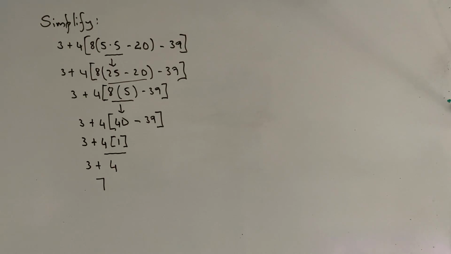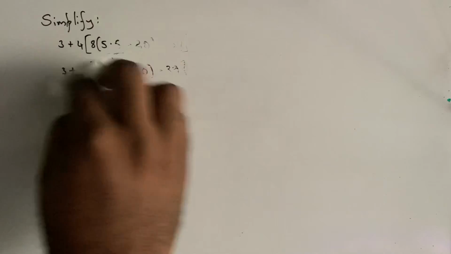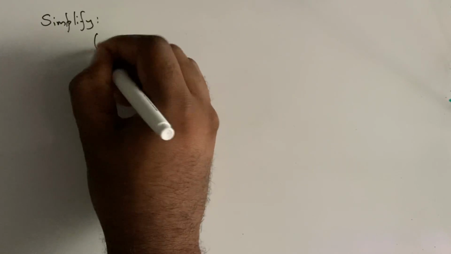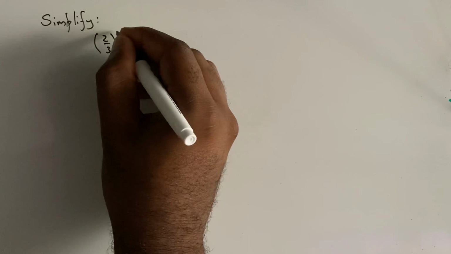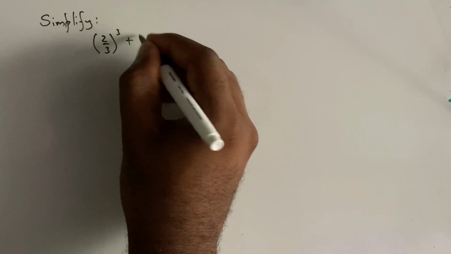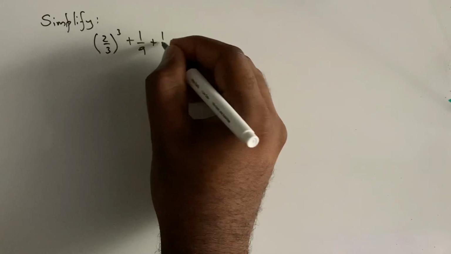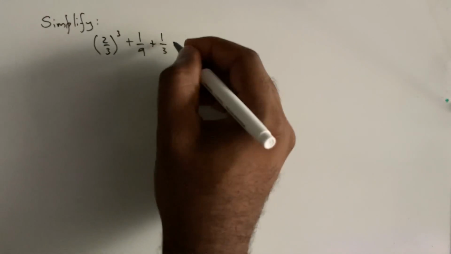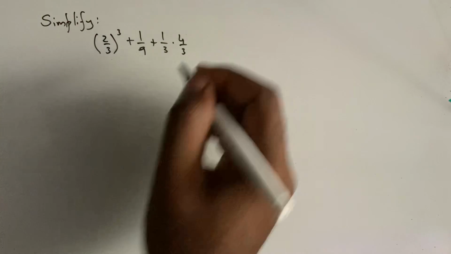Let's try another one, let's see this one here. Let's try to simplify this one. It's 2 over 3 cubed. So I have 2 over 3 cubed, plus 1 over 9, plus 1 over 3, times 4 over 3, okay?